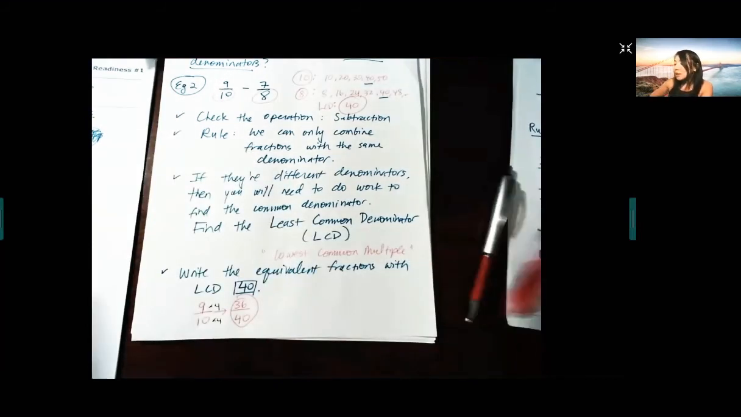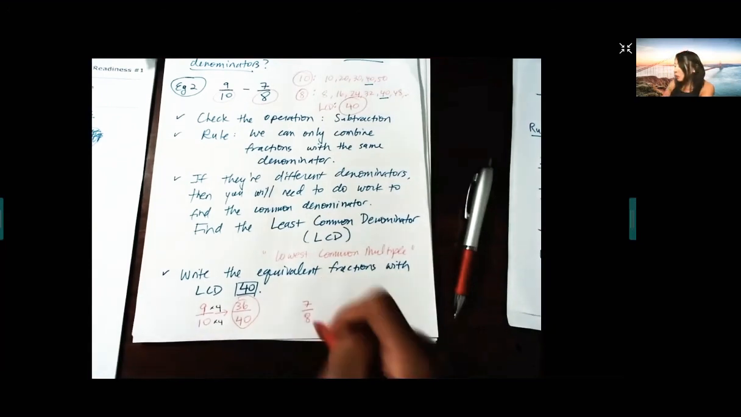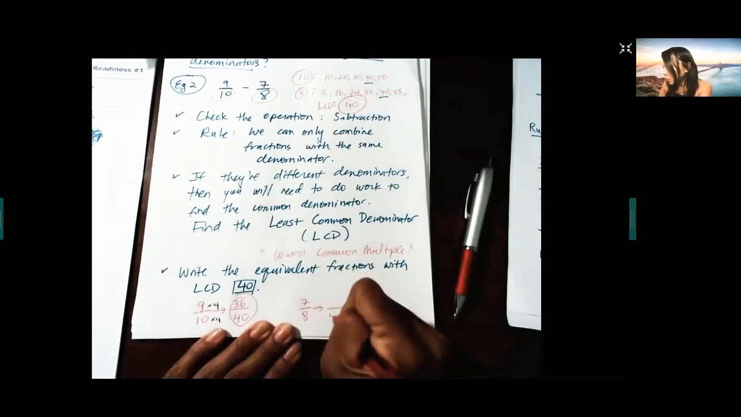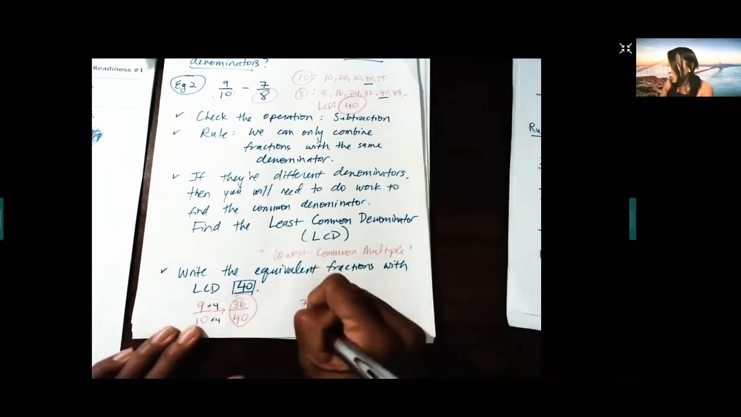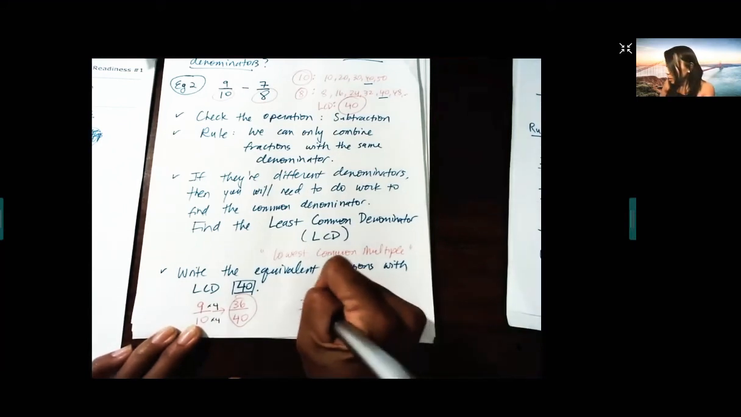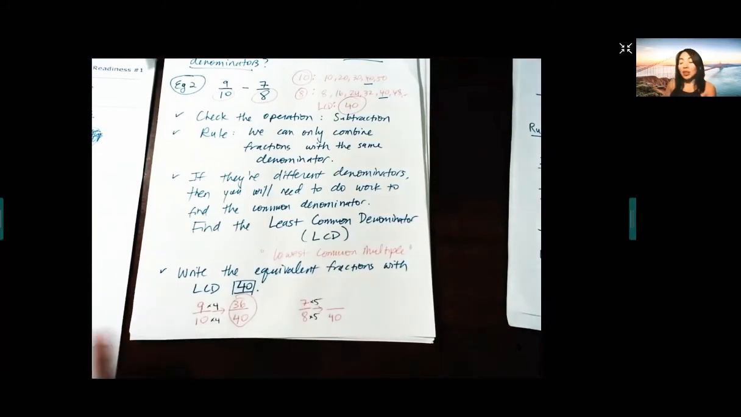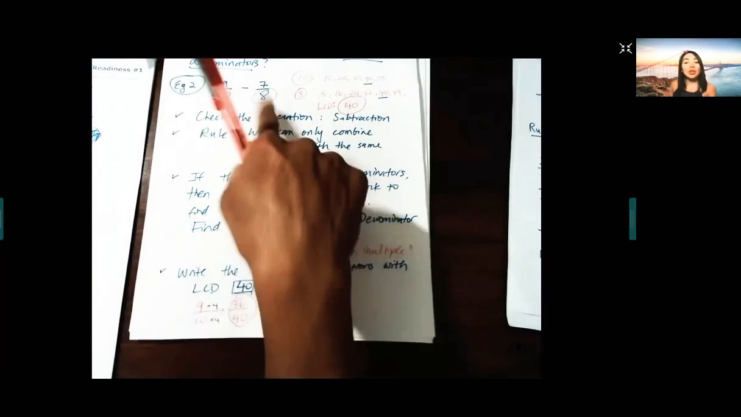7/8. Let's look at the number 7/8. So I want to rewrite this so that it has the number 40 in the denominator. So I ask myself, well, what number do I need to multiply by to get to the number 40? And the answer is 5. So I multiply by 5 to get to 40. So whatever you do on the bottom, you must do to the top. So you multiply by 5 on top, you end up getting 35. So this is the equivalent fraction to 7/8.